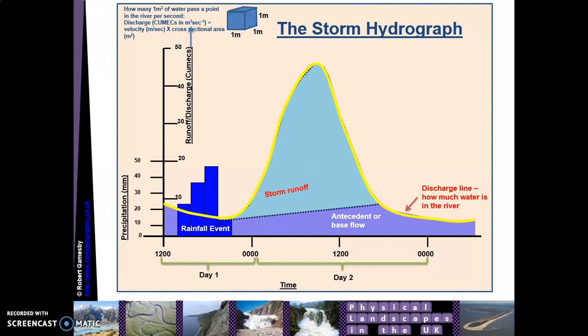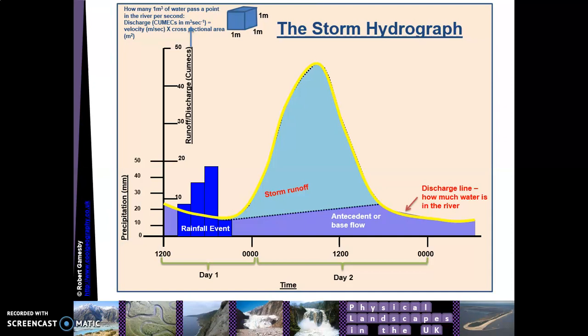On a hydrograph, you've got a number of things that you need to understand. We've got something called the antecedent or base flow, which is right at the bottom, and it's normally represented in a slightly different shade of blue. The base flow is what the flow of the river would normally be at that time. So this here is the base flow line. And anything above that base flow line is technically storm water and could be flood water.